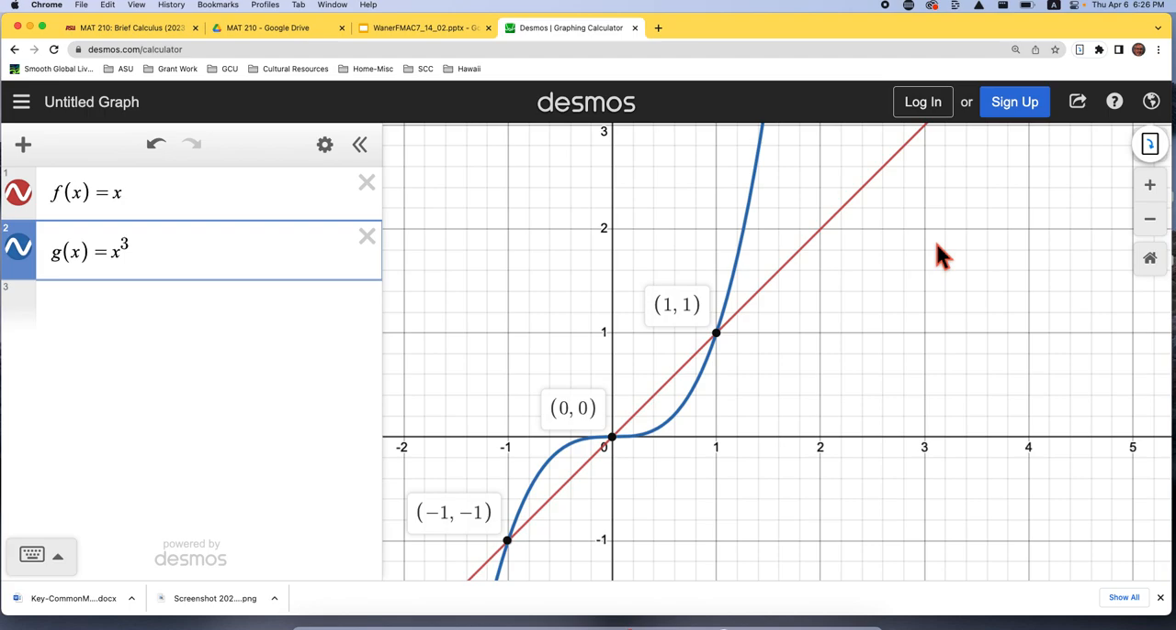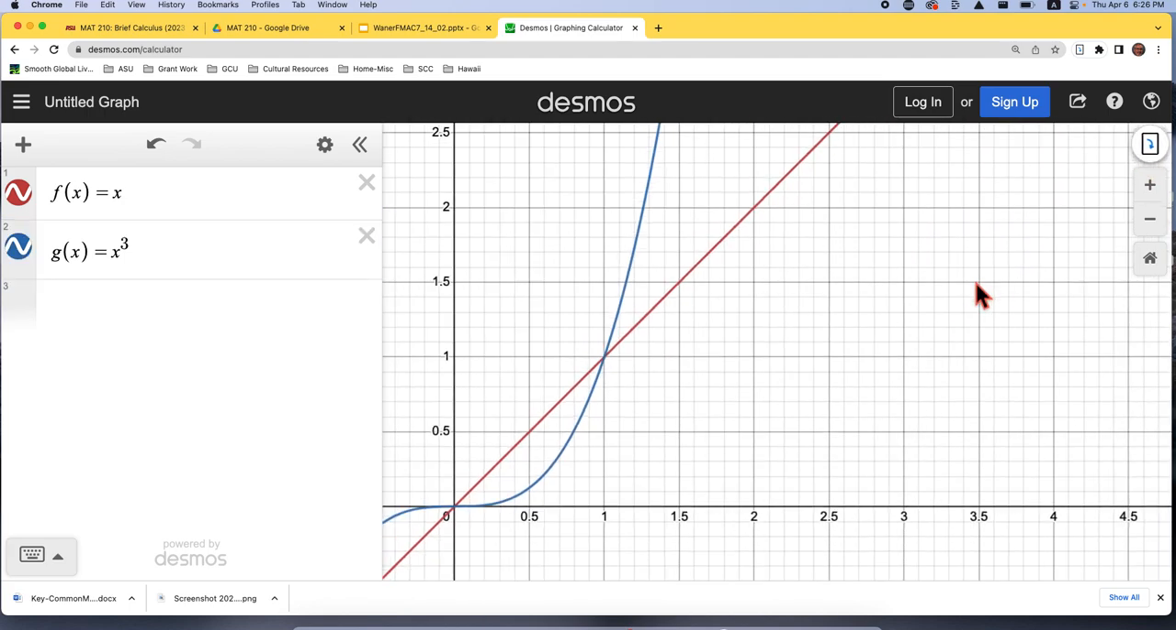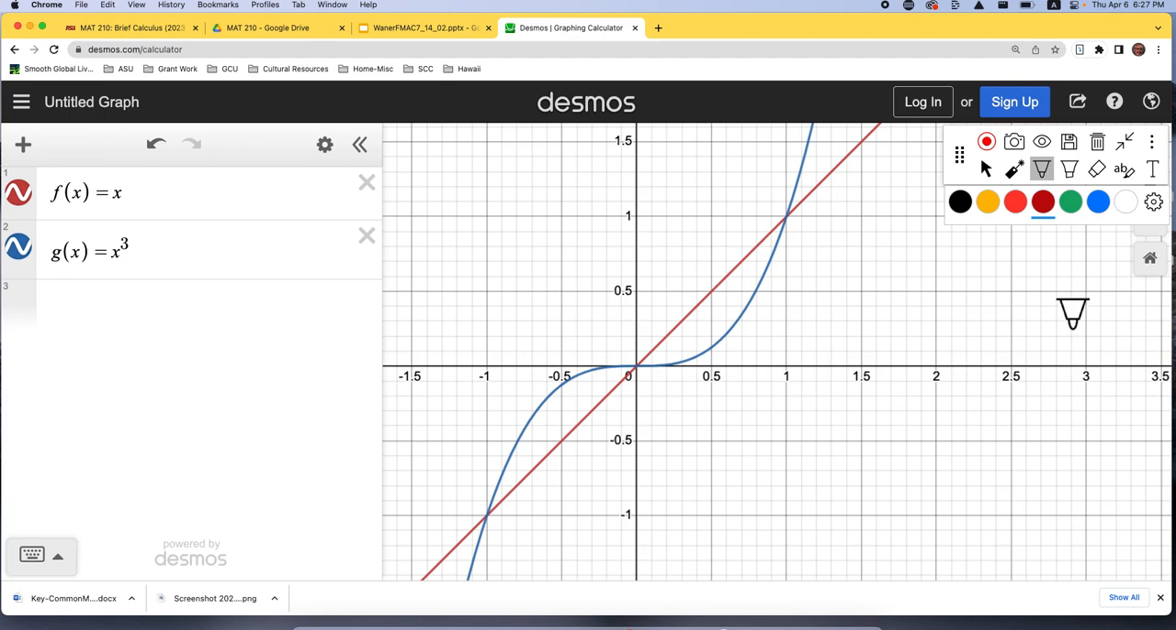Okay, so let's see if I can write on this thing. Maybe zoom in a little bit more. And so over here we've got f of x. Over here we have f of x, right? And here we've got g of x. And here we've got g of x.